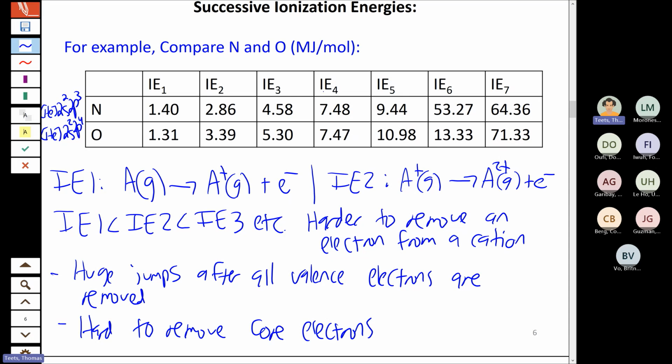So for nitrogen, the spike occurs from 5 to 6 because it has 5 valence electrons. So there's a huge jump there. Oxygen, the spike occurs from 6 to 7 because there's 6 valence electrons. After that 6th electron is removed, it becomes a lot more difficult to remove more. Okay, so that's something that ionization energies can tell you when we look at those that are beyond the first ionization energy.